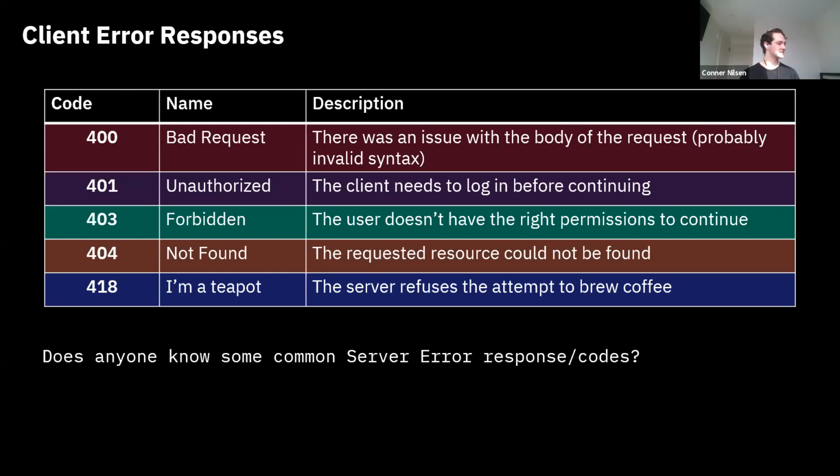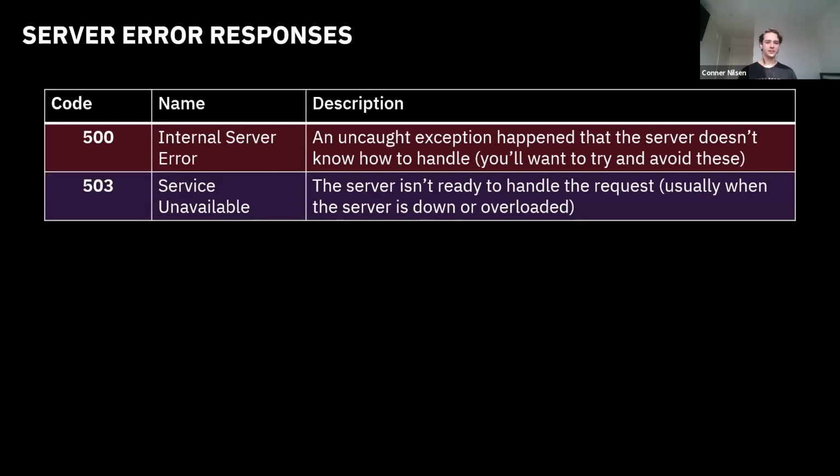This is the last one for codes, but does anyone know some common error codes? Not getting any responses, which is pretty good because you don't want to be sending 500s back unless there's a really bad issue. So 500 is internal server error. That just means an uncaught exception was thrown by your backend and it didn't know what to do with it. So you just return a 500 saying, I don't know what happened.